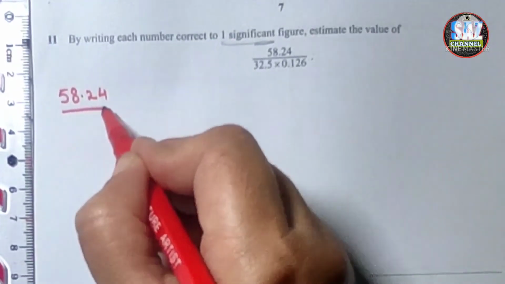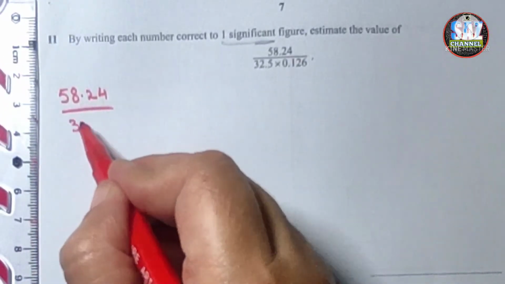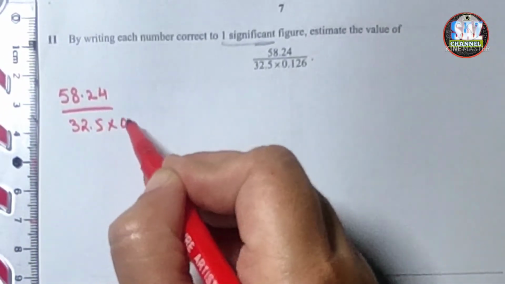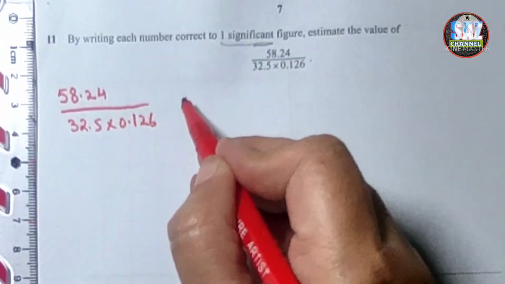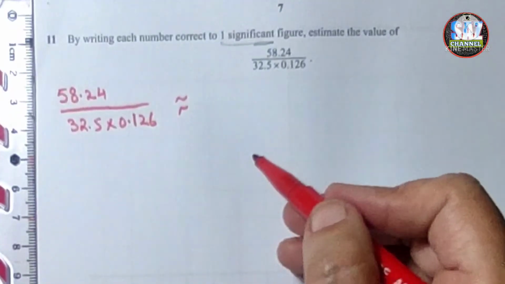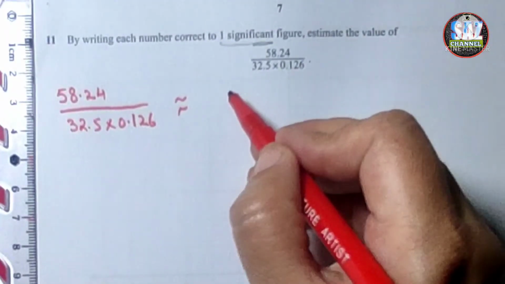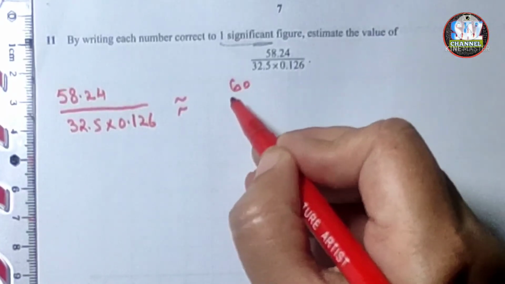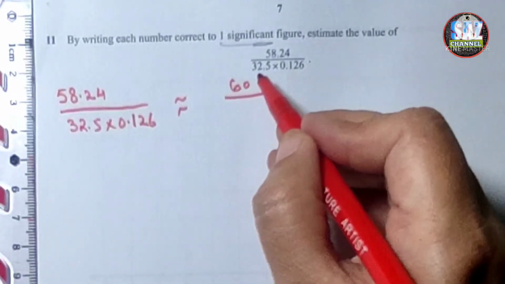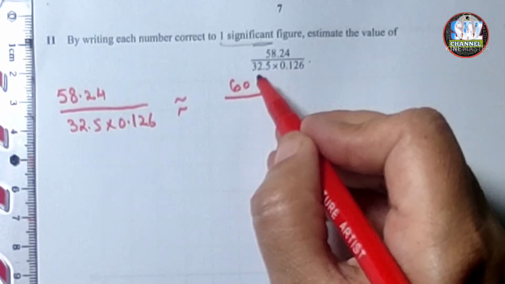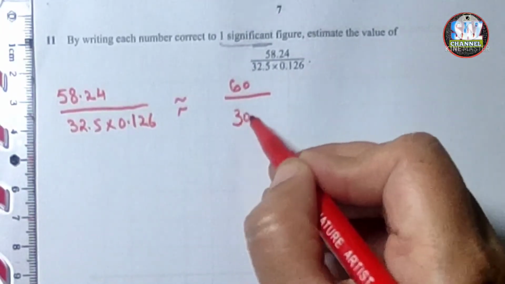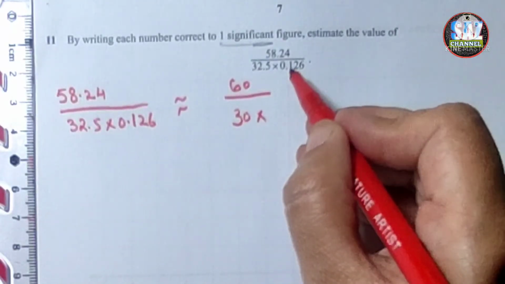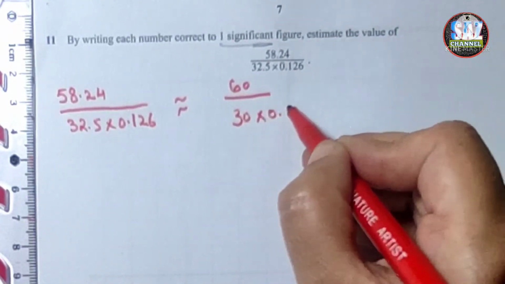58.24 upon this is 32.5 multiplied by 0.126 will be equal to, now look, 58 is closer to what whole number? 60. And then 32 will be 30, because we need to write the numbers nearest to one significant figure, and this 2, the digit under focus, is less than 5, so it will become 30 multiplied by 0.12. Again, I need one digit after decimal, so it will become 0.1.